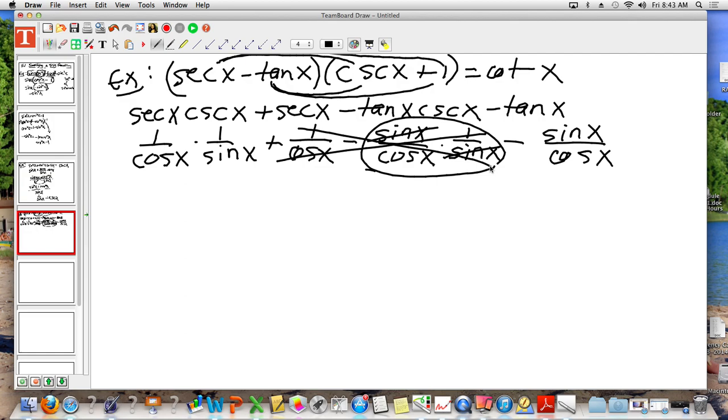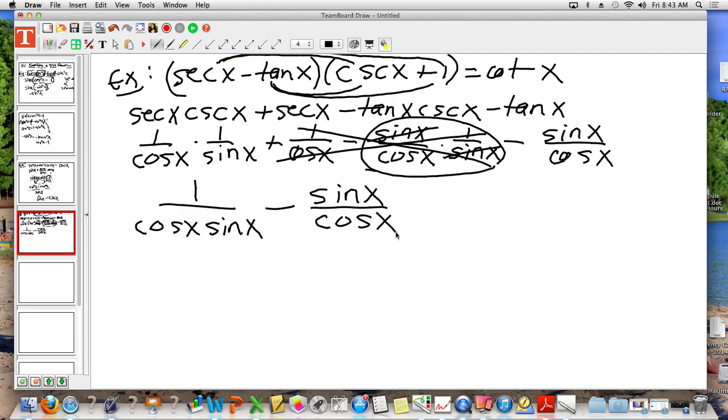All right, we have a fraction times a fraction here. 1 times 1 is 1. Cosine of x times the sine of x is cosine of x sine of x, minus the sine of x over the cosine of x. Okay, what do you have here?